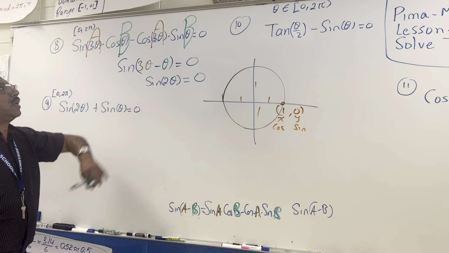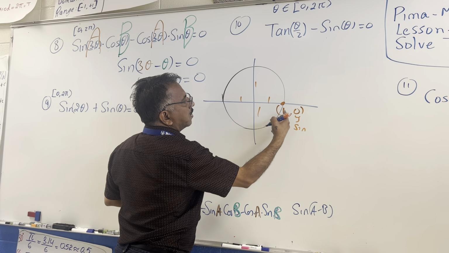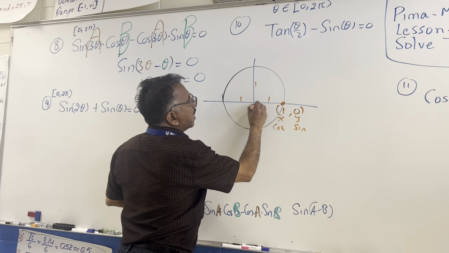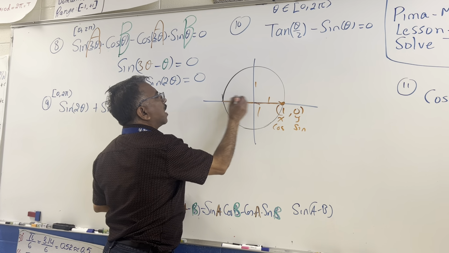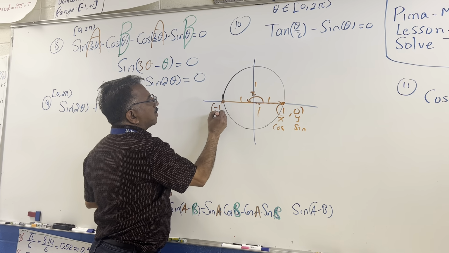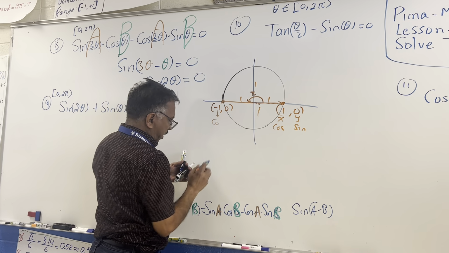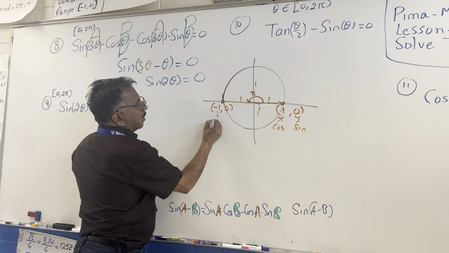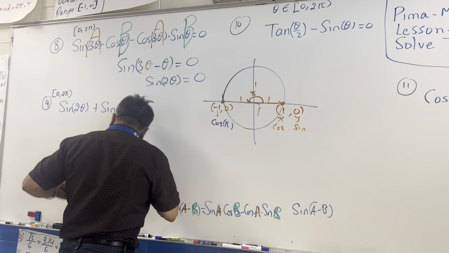So sine 2 theta is 0. One thing is sine of 0 angle. So this is for 0, and whenever the angle is there, it could be the other side. So this also, that is the pi, because this is minus 1 and 0. And this basically means cosine of pi. Sorry, that's cosine. We want sine pi, right?